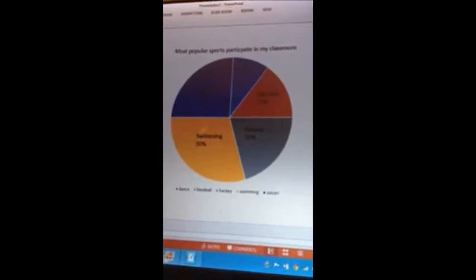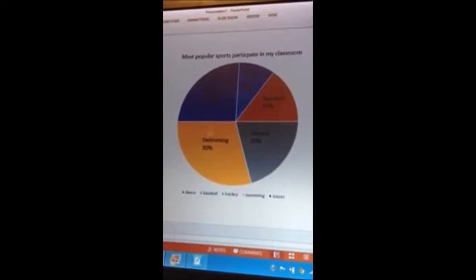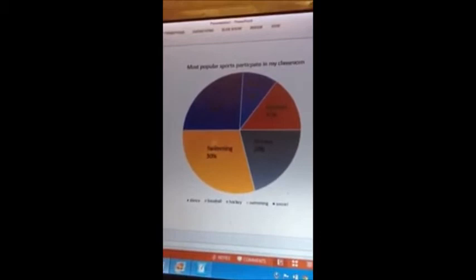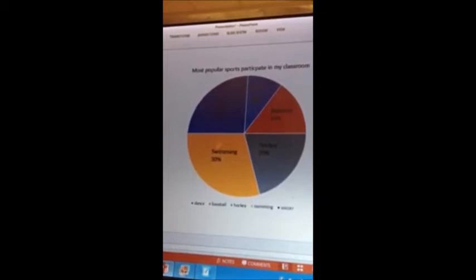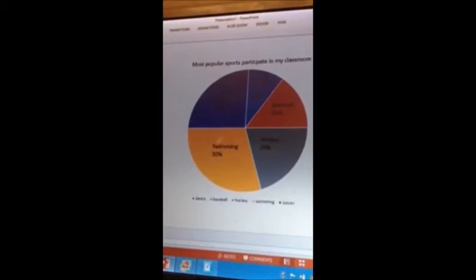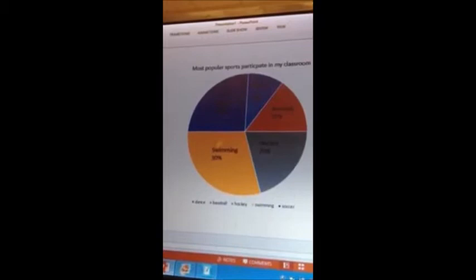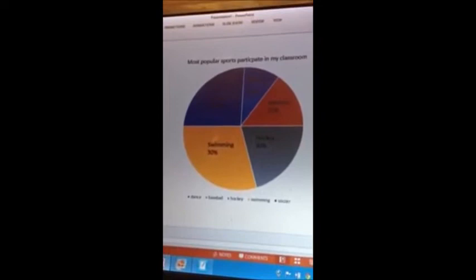Math is everywhere. Here we have an example of my class to determine the top 5 sports that my classmates participate in. I can tell from the chart that more people participate in swimming than any other sport. I also notice that in my class, not a lot of people participate in dance. This pie chart also teaches you fractions. 1/3 participated in swimming, and 1/4 participated in dance. Math is everywhere.